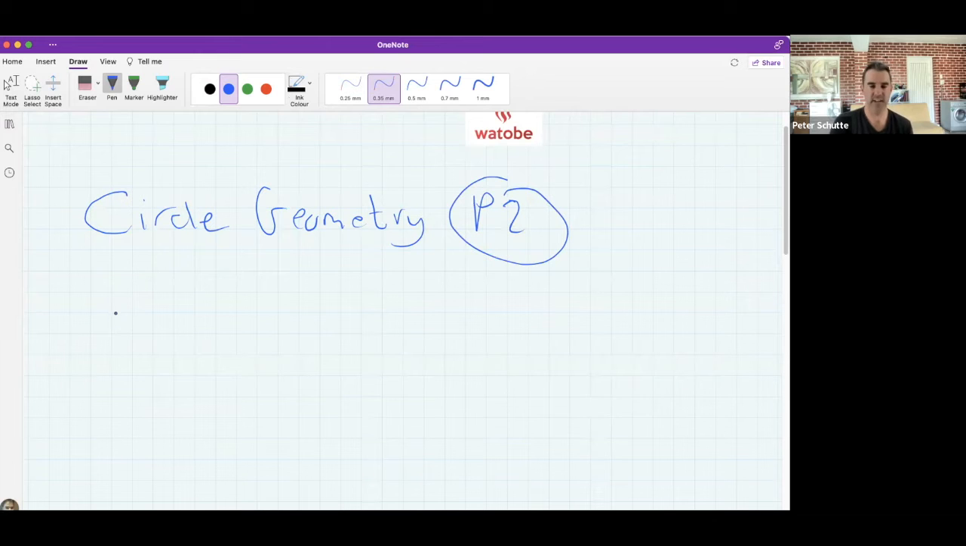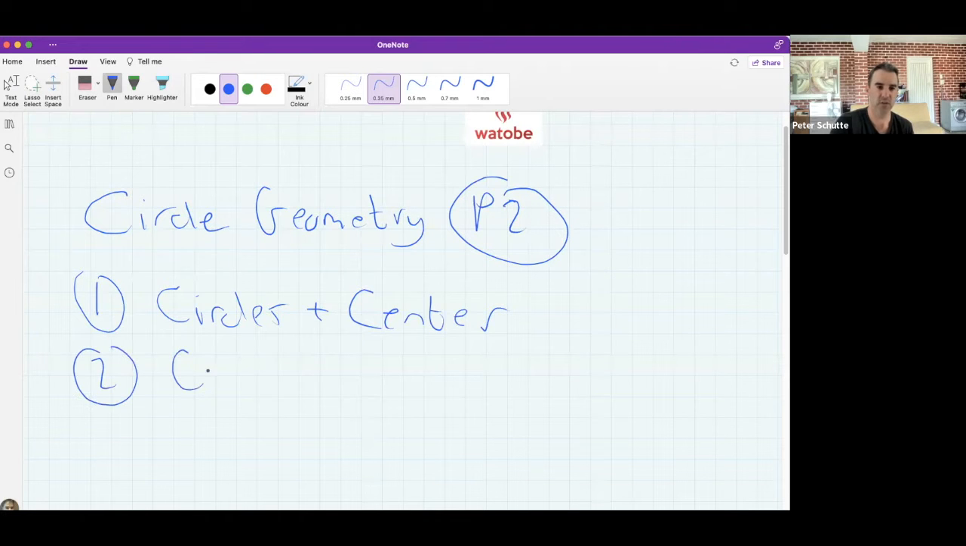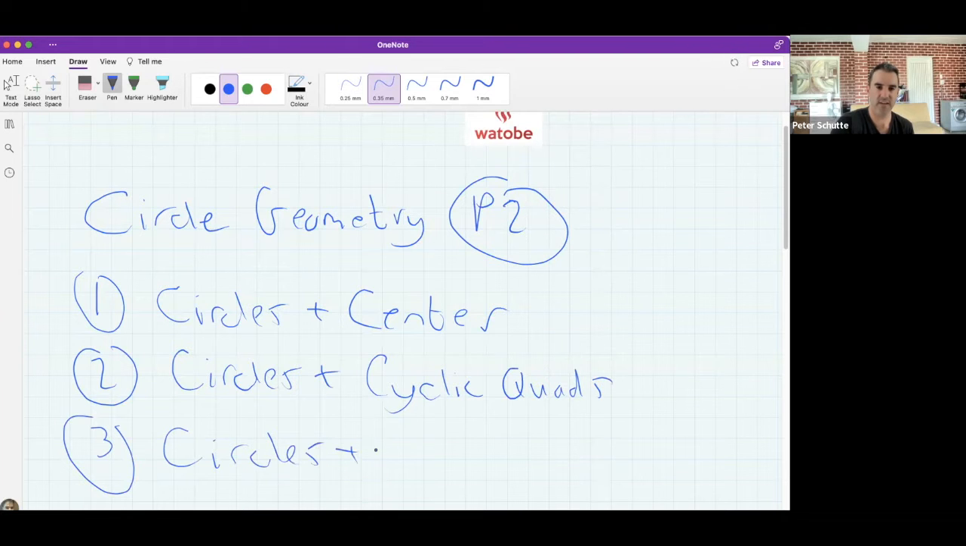In the last lesson, we were basically learning about the 3 main groups of theorems that we need to know about. I said to you, group 1 was circles and the center. Group 2 of theorems was circles and cyclic quads. And then the third group was circles and tangents. Each of these containers or groups contain other theorems that we need to know.